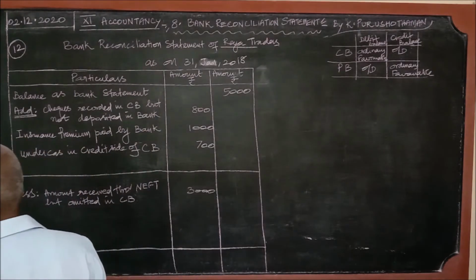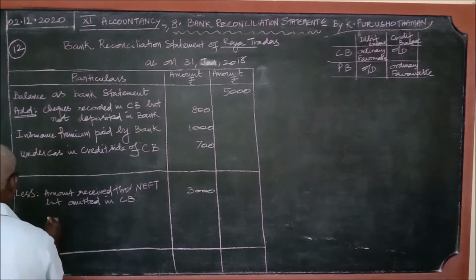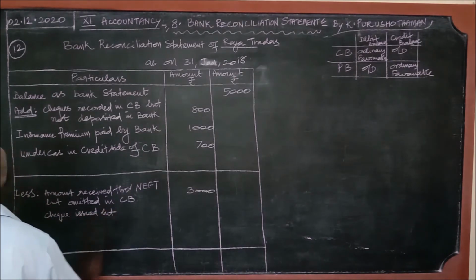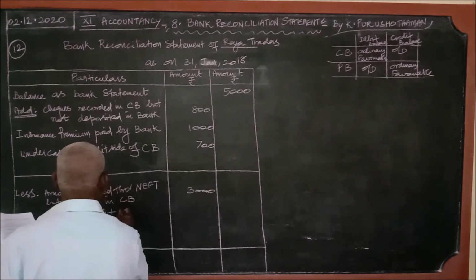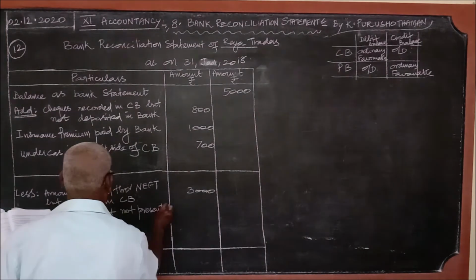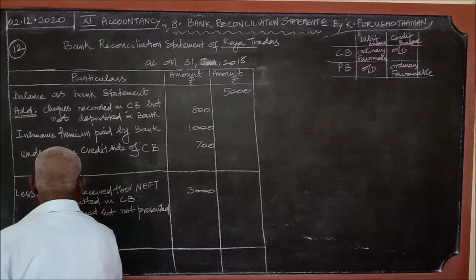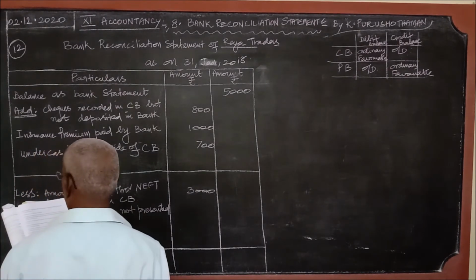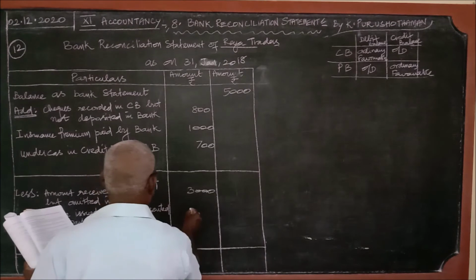The next item: check issued but not presented for payment. First check presented, second check not presented. 2000.